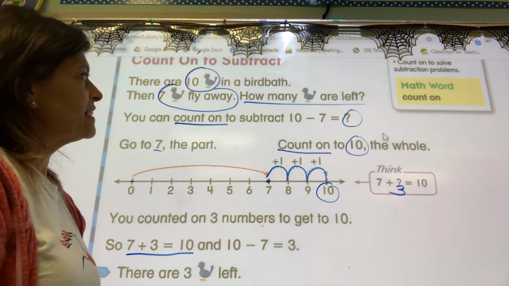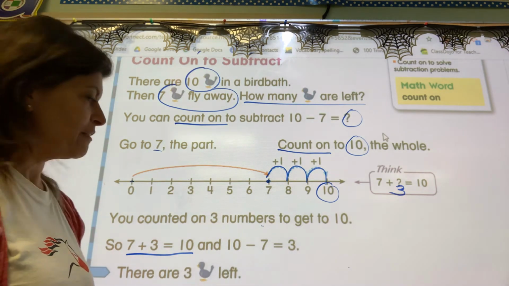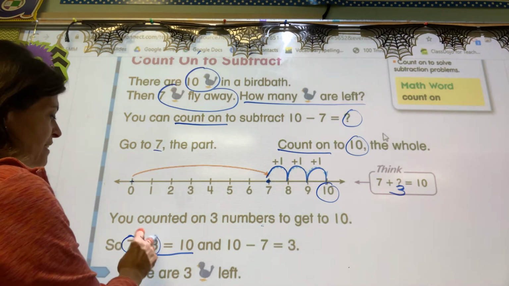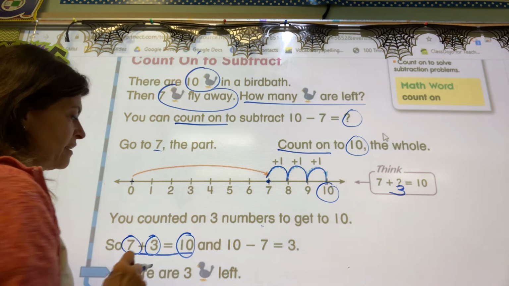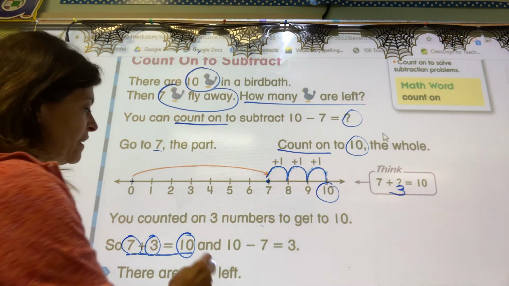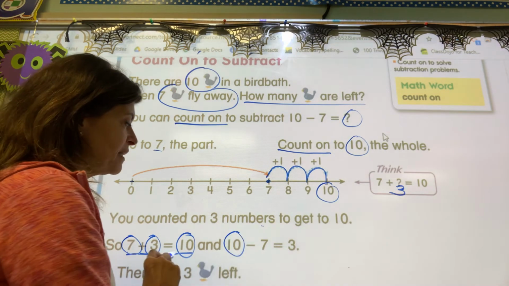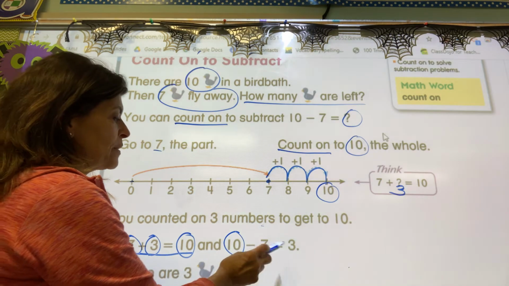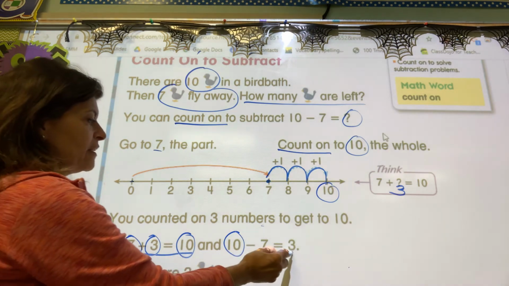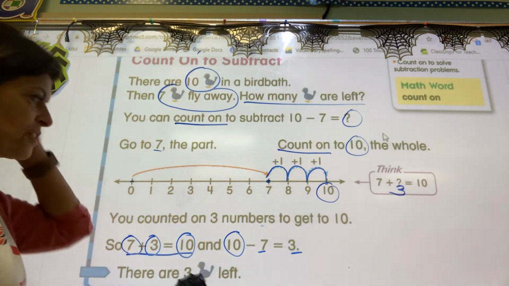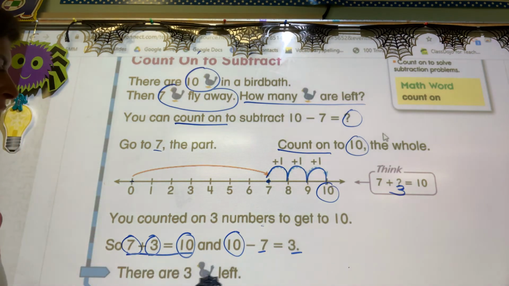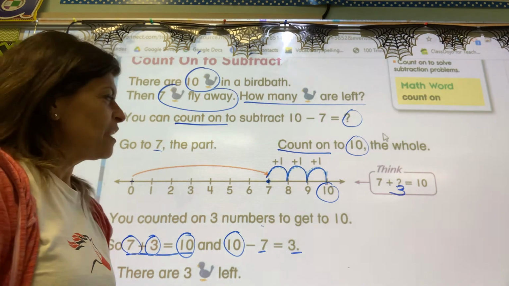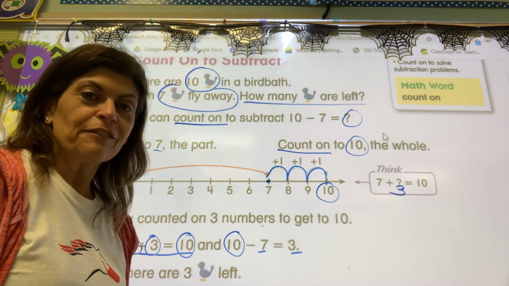That was just like the addition and subtraction problems that we did a few minutes ago. The same three numbers. Your two addends equal 10, which was the sum, and now 10 being the biggest number in the subtraction equation, our whole, now we're taking away one part, which is 7, and it equals the other part, which is 3. So there are 3 birds left. Is that making sense to everybody? So addition and subtraction are very closely related, aren't they?